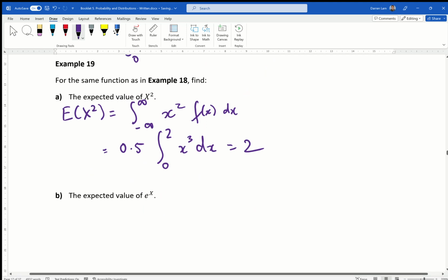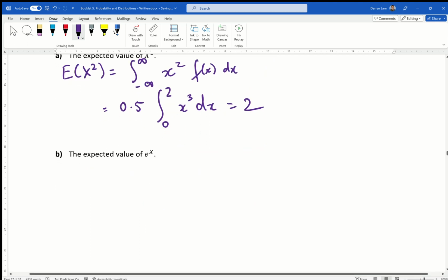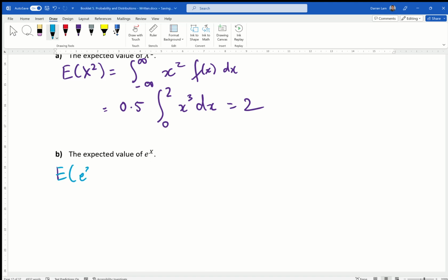Last question. The expected value of e to the power of X. Again, similar principle. I'm going to use a capital X here instead because that's what the question specifies. Which equals the integral from negative infinity to infinity of e to the power of x times f of x. That's just the general application in this scenario.